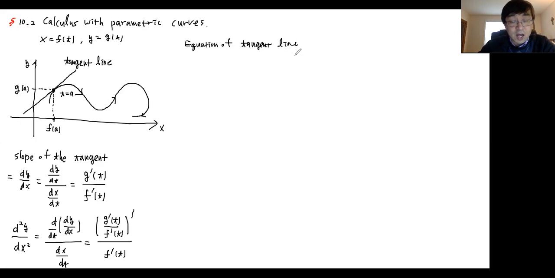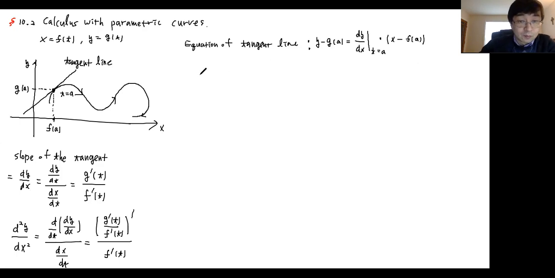So what's the equation of the tangent line? I want to use point-slope form. Point-slope form is like this: y minus the y component g of a equals the slope, which is dy over dx at t equals a, times x minus the x component f of a. This is the equation of the tangent line.